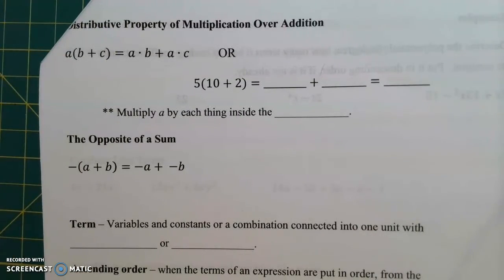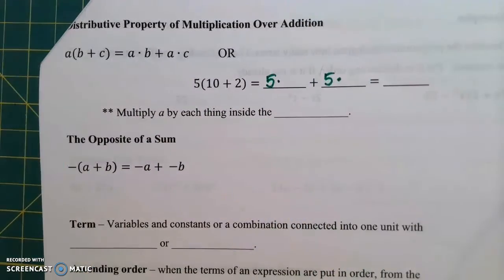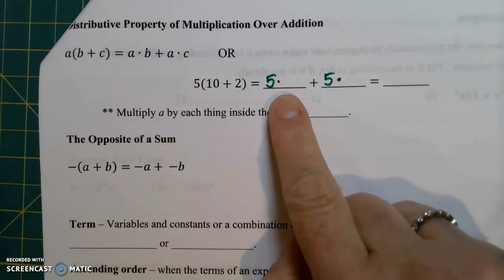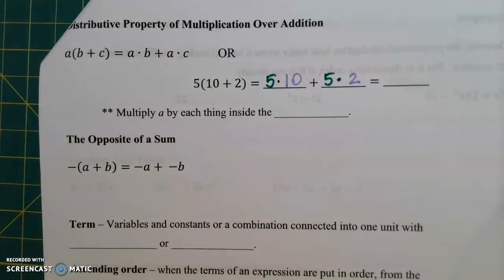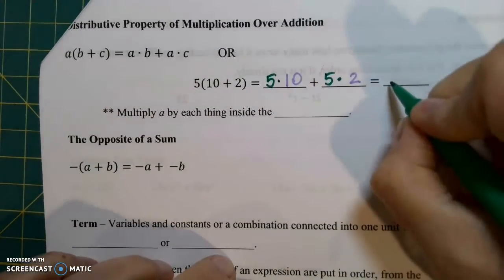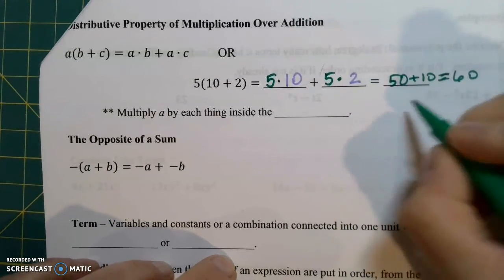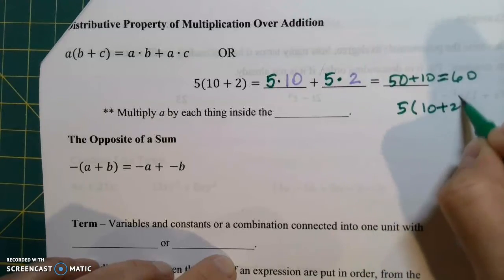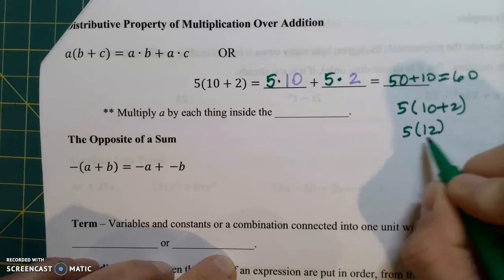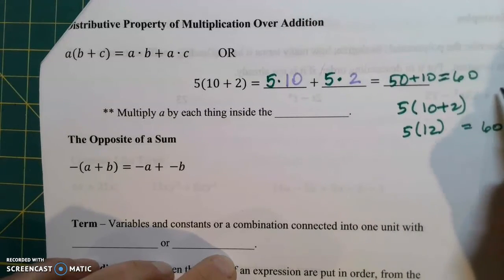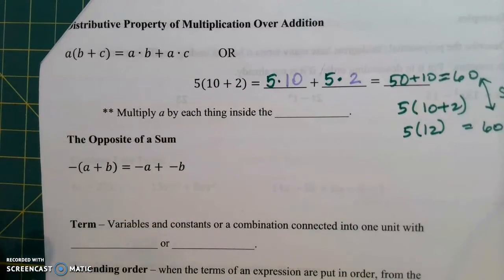With numbers, it's going to look something like this, where we do 5 times the 10 and 5 times the 2, which will give us 50 plus 10, or 60. And that's the same if we looked at this and followed order of operations. We would have 5 on the outside. This is 12, so 5 times 12, that is also 60. That's why it works. That's why we can say that those two things are the same.